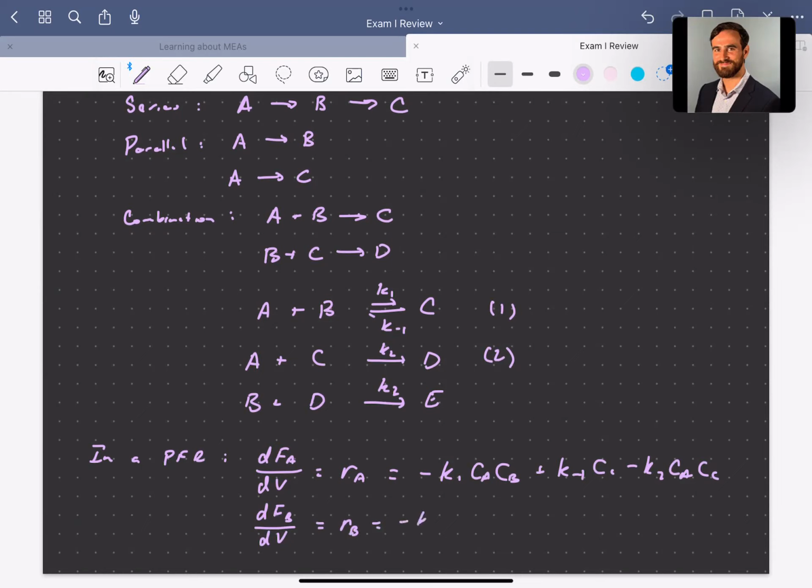For B, we could write this equal to minus K1 Ca Cb, because that first reaction consumes B stoichiometrically, just like it consumes A. The reverse reaction, K minus 1 Cc, produces B. And then we have a secondary pathway that consumes B as well, this third reaction. So that's going to reduce the molar flow rate of B with position in the reactor. And the rate of that is going to be dependent on the concentration of B and the concentration of D.